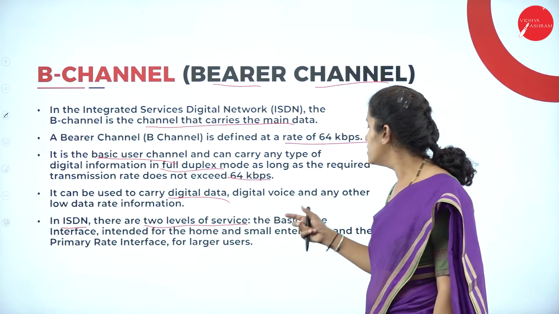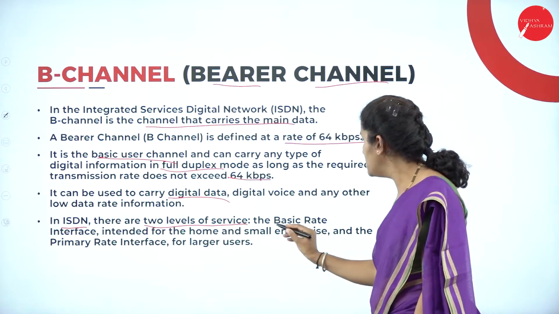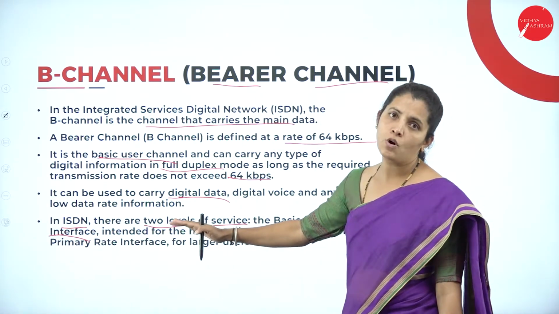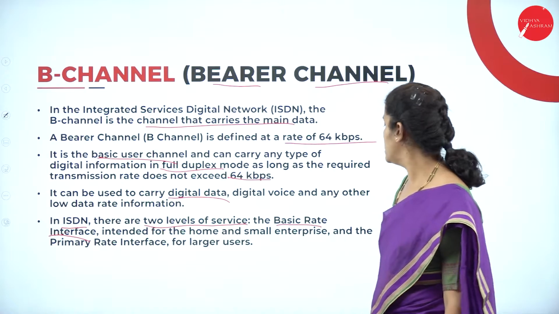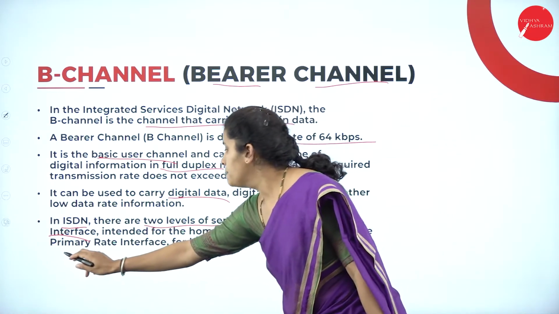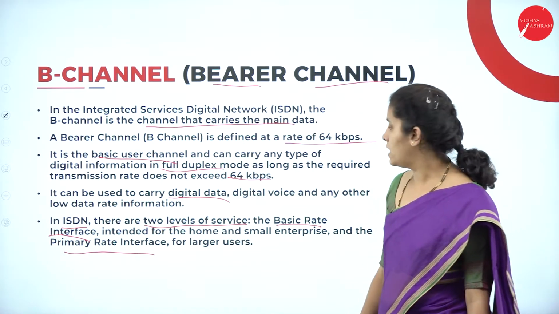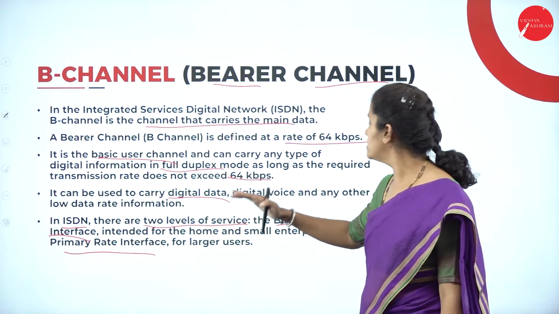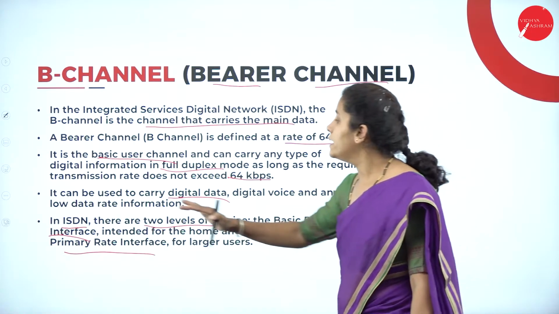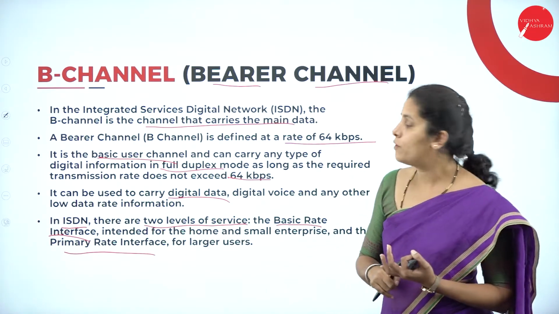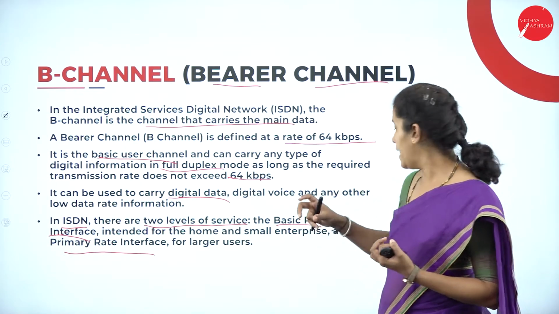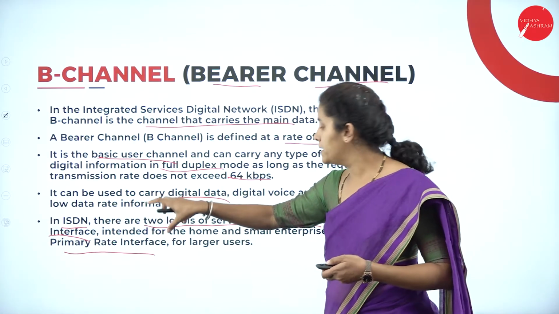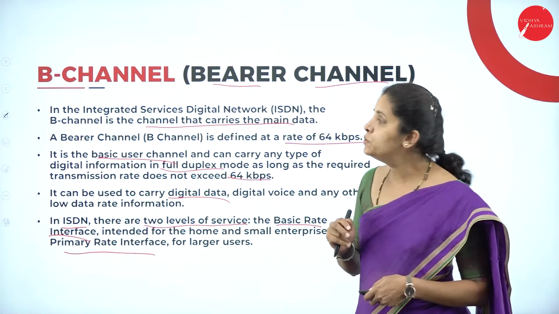In that first one, BRI, that is basic rate interface, is mainly used for home. The other service here is primary rate interface, and it is used by larger users. So the basic rate interface is mainly designed for home and small enterprise, and the primary rate interface is mainly designed for larger users.